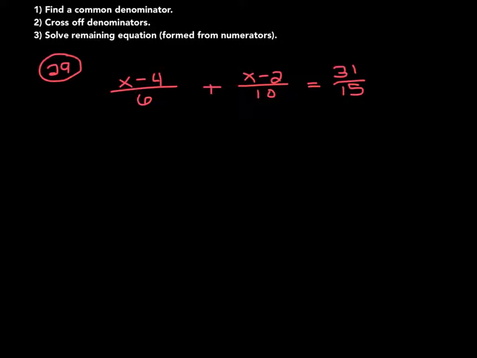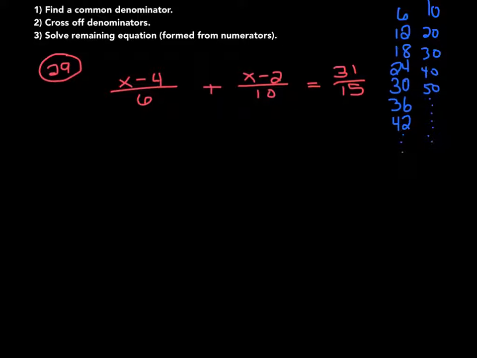If you read the first step, it says we want to find a common denominator. So let's look at our denominators. We have a 6, a 10, and a 15. If we listed out a whole bunch of multiples of 6, a whole bunch of multiples of 10, and the same for 15, what you'll notice is that the smallest number they have in common is 30. So this is going to be our common denominator.